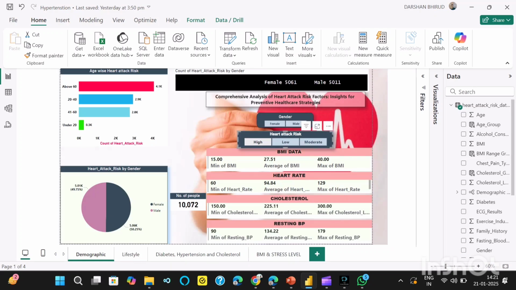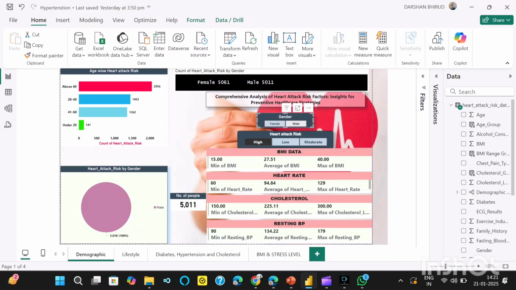If we only want to look at the high risk, and not at low and moderate, you can easily click on the slicer called heart attack risk. If I click on high, it directly gives, for above 60, 4,078 individuals at high risk in that age group category. So we can find that easily.